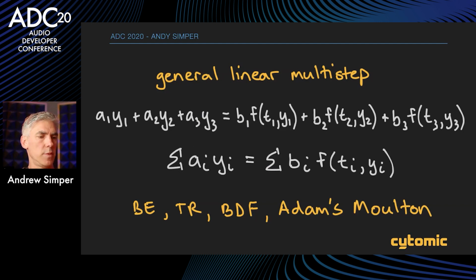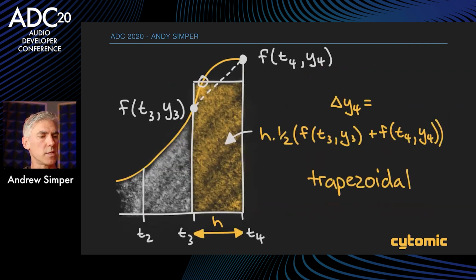So this is the messy bit. You're adding on little chunks of your F function, and you've got some weight that you add on. These are all called different names: backward Euler, trapezoidal, BDF, Adams-Moulton. But this is the general form of what's called linear multi-step methods. Okay, so let's just break one down.